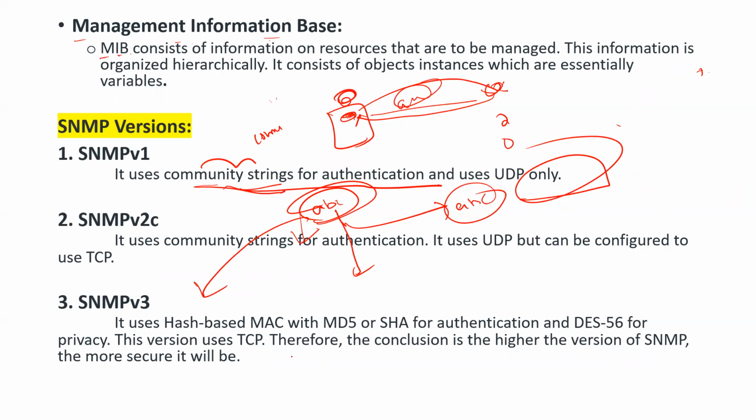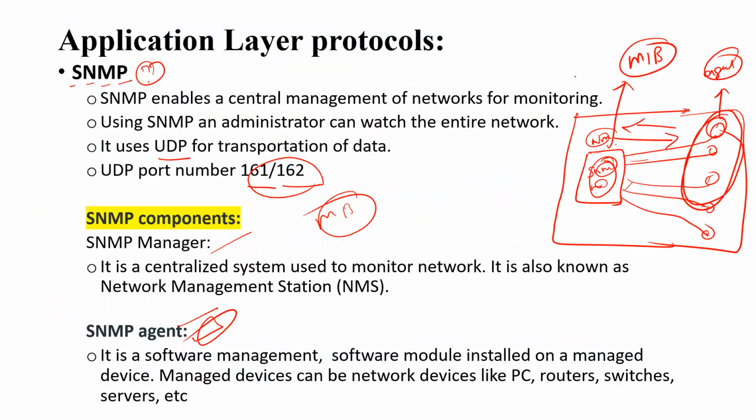SNMP version 3 uses TCP, and it is more secure than the other two versions. That is about SNMP version 1, version 2, and version 3. Are you clear about SNMP? Are there any doubts?